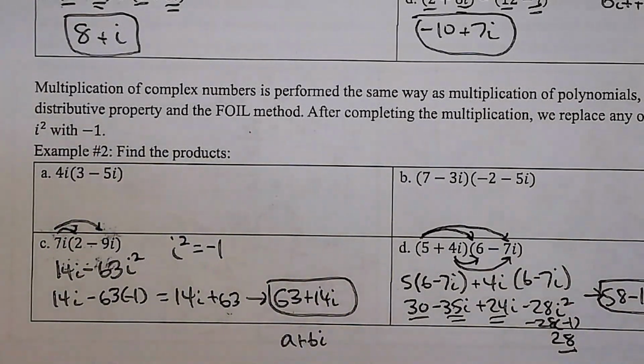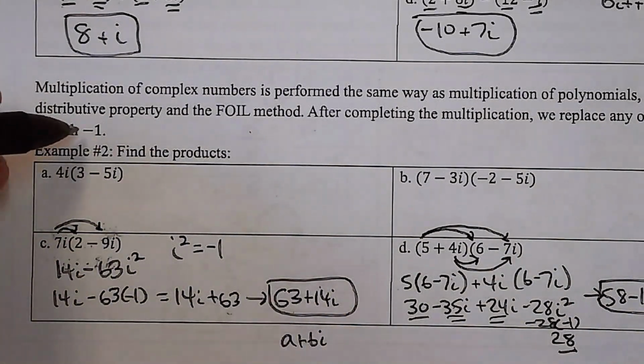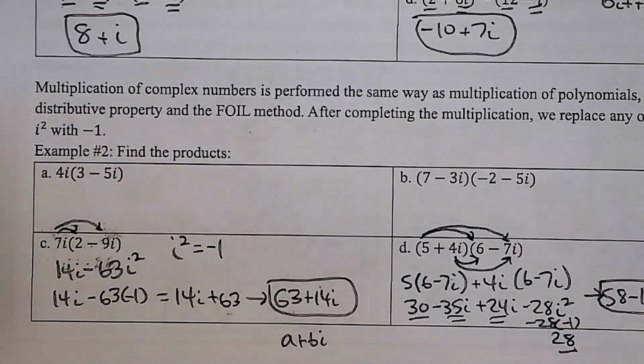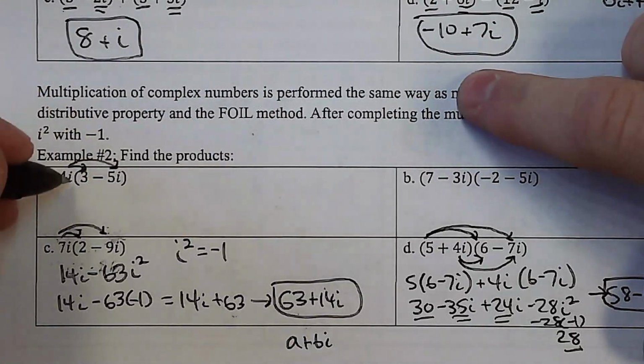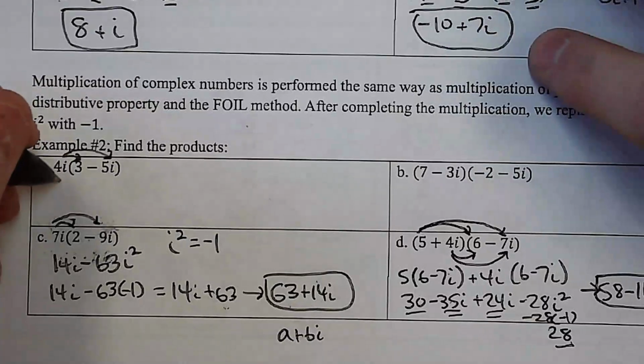I need to teach right now. i squared is equal to -1, okay? So we're going to distribute here. So now we're going to multiply. What's 4i times 3? 12i.